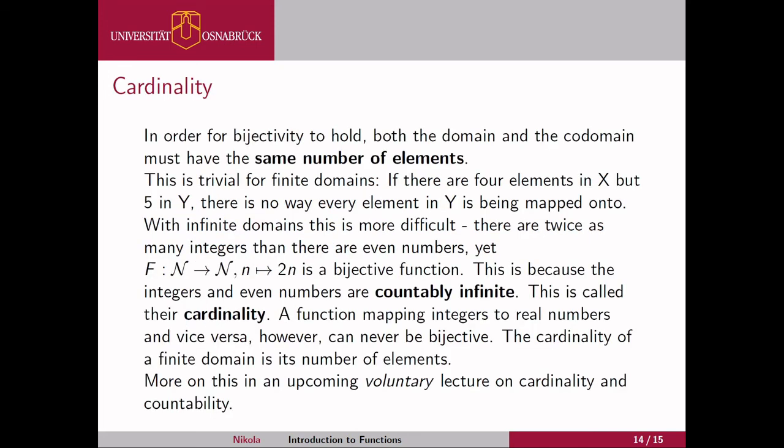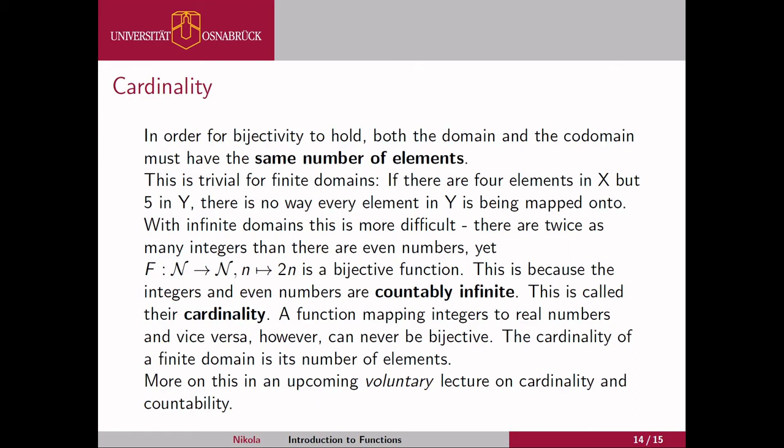Okay, so another thing I would like to quickly discuss is cardinality. This is roughly talking about the size of sets. In order for a function to be bijective, and this, in my opinion, makes a lot of sense, both domain and codomain have to have the same number of elements. Because if you remember, bijectivity meant that every element of the codomain is hit exactly once. And if there's more elements in the domain, then necessarily some codomain elements have to be hit more than once. And if the codomain is larger, then some elements will be left over.